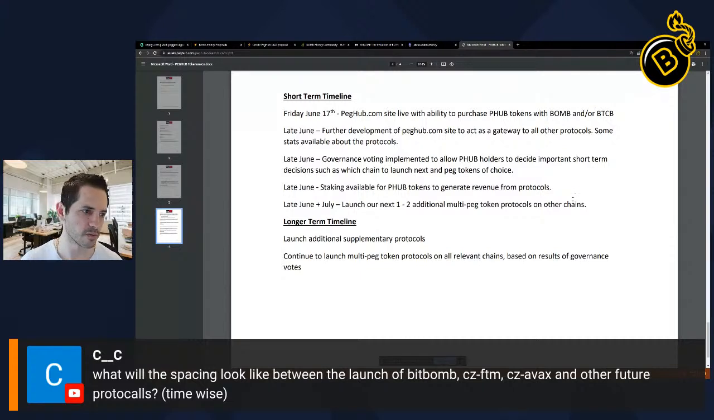But I'd say we'll do Peg Hub governance votes in terms of which chain should be first and which chain should be second. And I'd see the launch of that happening within a week to 2 weeks after bitBOMB, and then probably the one after that being another 1 to 2 weeks after that. We'll likely have the sites up in advance just so that we can start raising awareness and things of that nature. But we want to have the launch strategically staggered so that we can focus our attention in the right places.